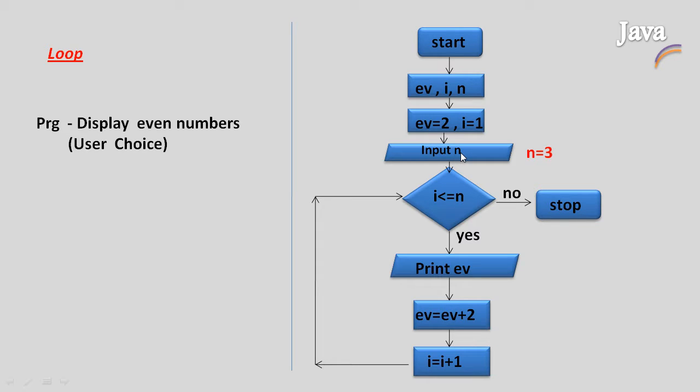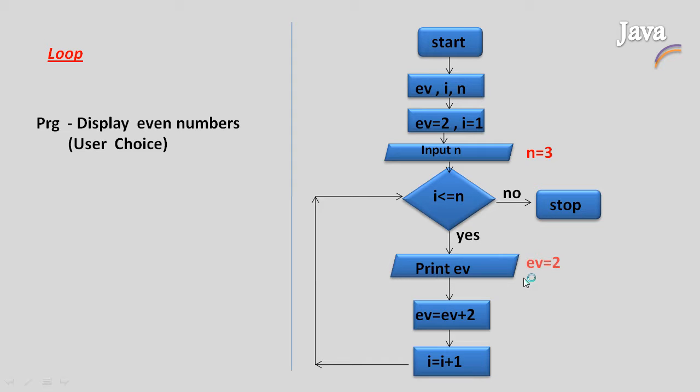So when I input the value of n as 3, and if you see here inside the decision box, the condition which is here is I less than equals to n, and the value of I is 1 and the value of n is 3. So this particular loop is going to work for how many times? 3 times. So how many even numbers am I going to get? 3 even numbers. So the value of n is 3, value of I is 1. Let us do the dry run.